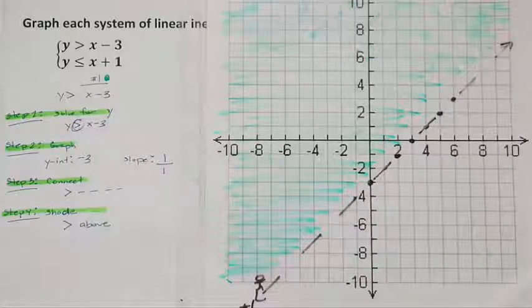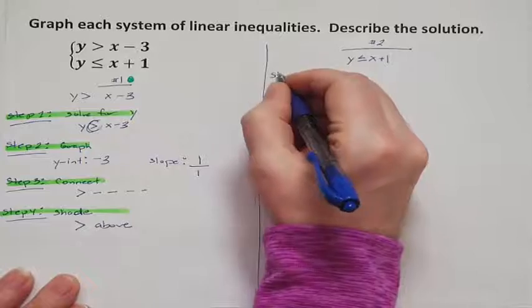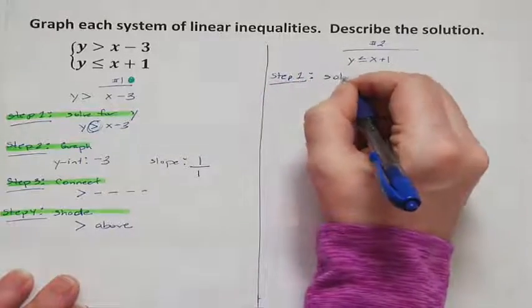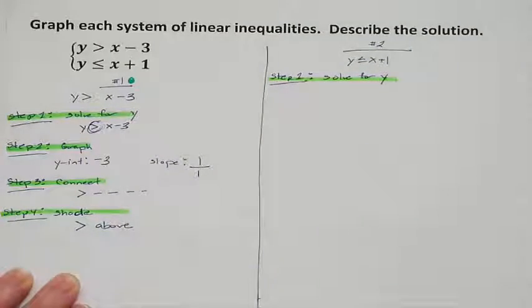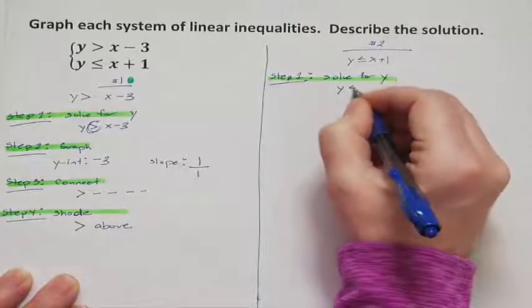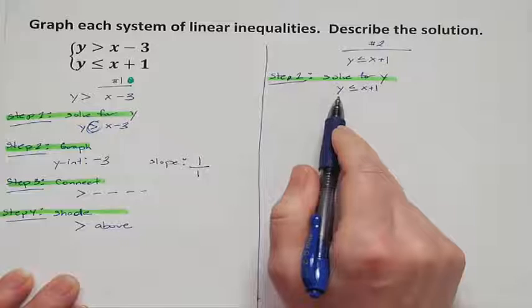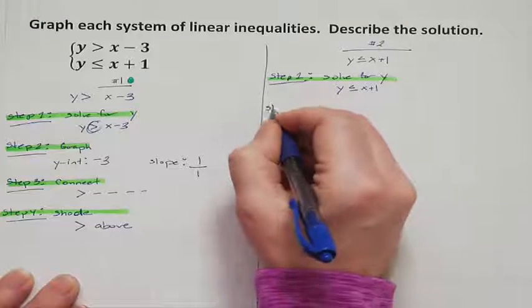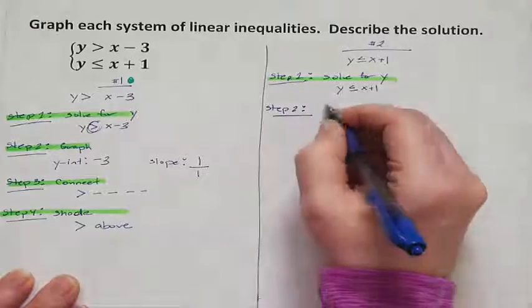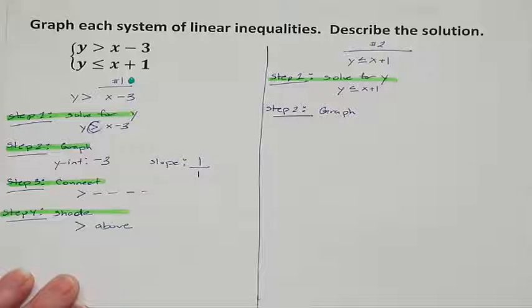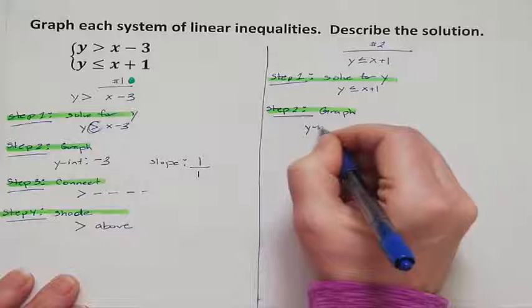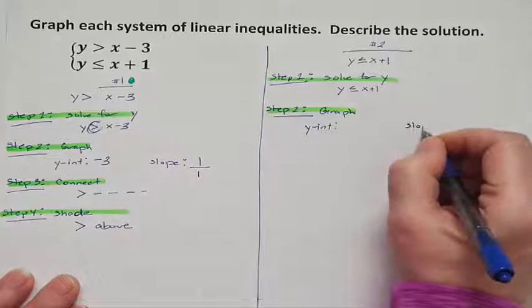So now let's move on and figure out line number 2. Step 1, we need to solve for y. The equation we were given was y is less than or equal to x plus 1. Well, y is already by itself, so step 1's already done. Now we move on to step 2. We need to figure out all the important information necessary so that we can graph it, which means we need our y-intercept and our slope.